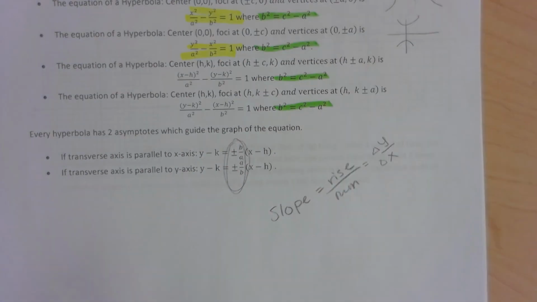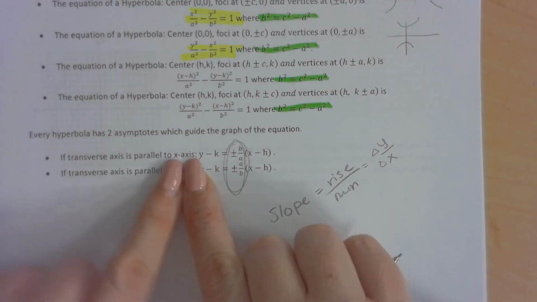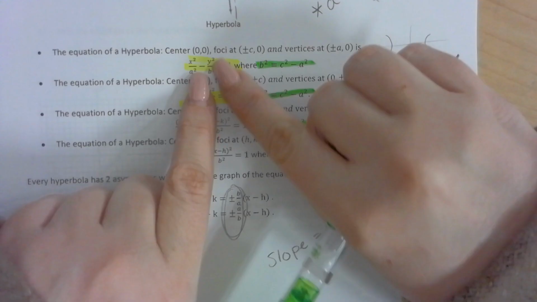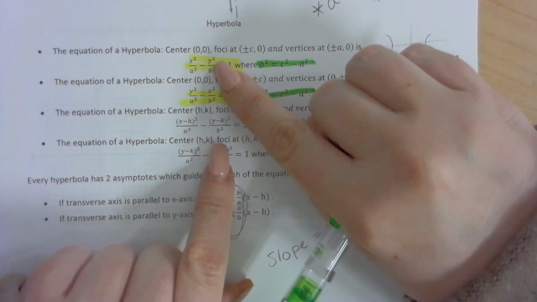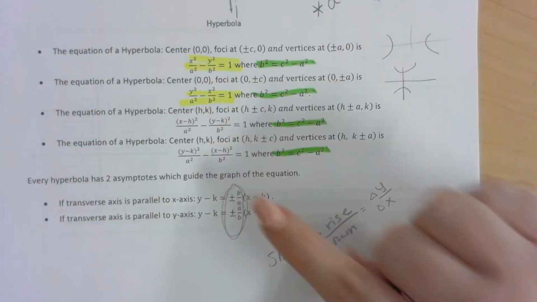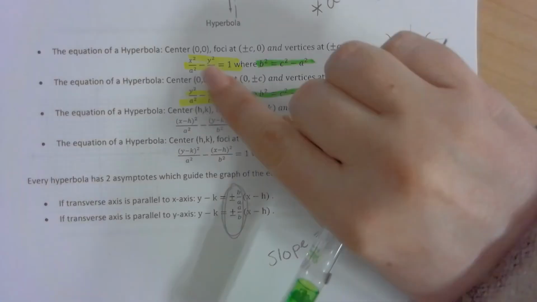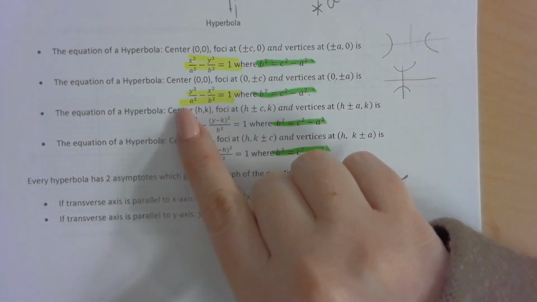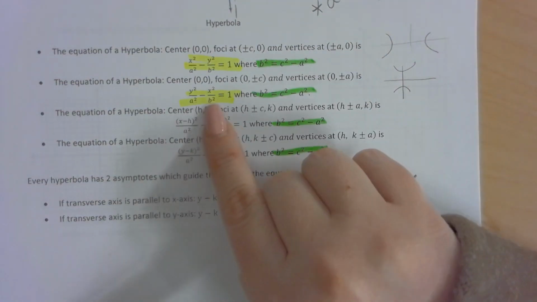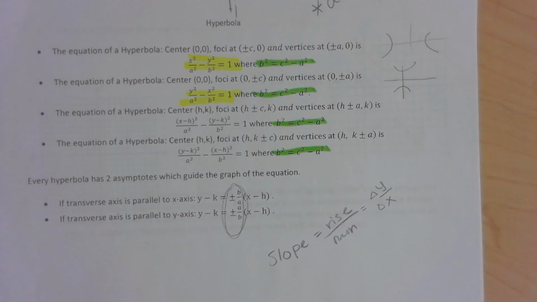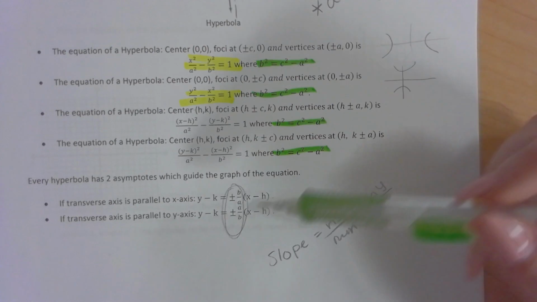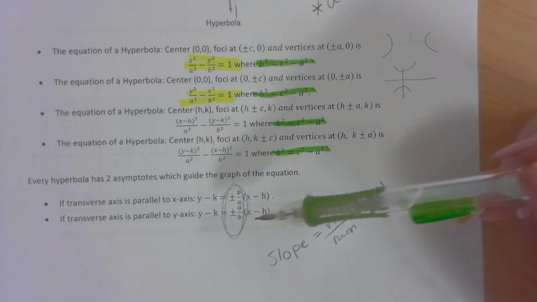If it's parallel to the x-axis, that would be this equation here. Well, if you notice, the b is underneath the y and the a is underneath the x. So we're going to do b divided by a, the y number divided by the x number. In this one, we're going to do y divided by x, so y is a, x is b, so a divided by b. So I don't try to remember which one is b over a and which one is a over b. I try to think about it as I'm always going to put the y number on the top and the x number on the bottom.